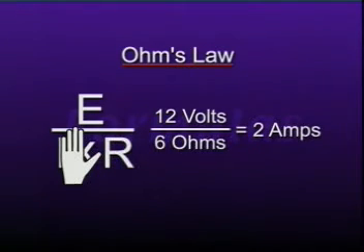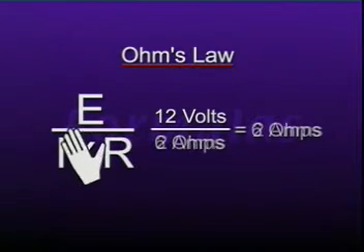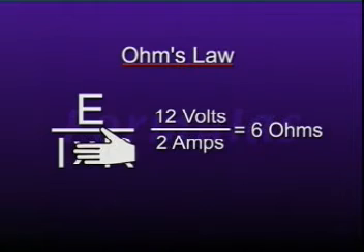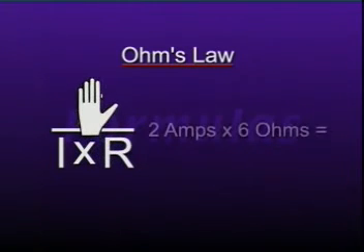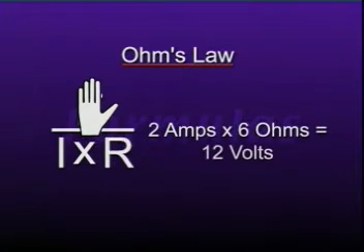If the example had been to find the resistance in this same circuit, you would have used 12 volts divided by 2 amps equals 6 ohms. Finally, to find the voltage, 2 amps times 6 ohms equals 12 volts.